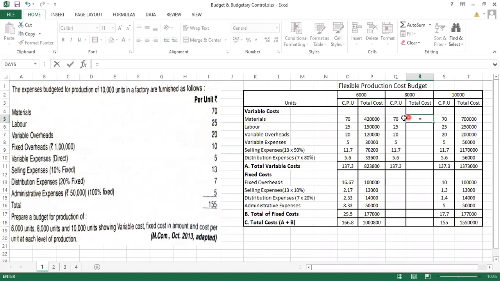Same procedure, 70 into 8,000. 5,60,000. 25 into 8,000. 2 lakh rupees. 20 into 8,000. 1,60,000. 5 into 8,000. 40,000. 11.7 into 8,000, 93,600, and 5.6 into 8,000. Take a total. 10,98,400.